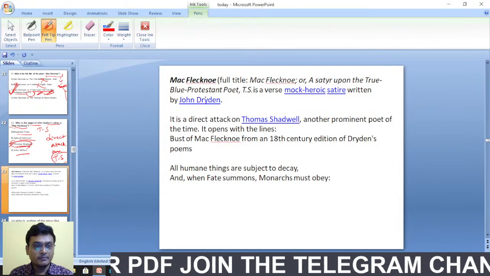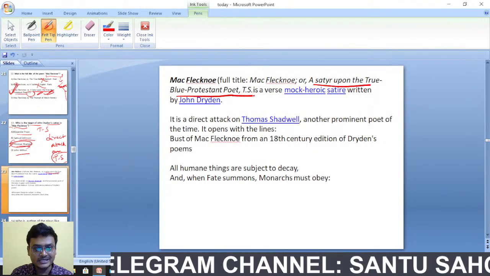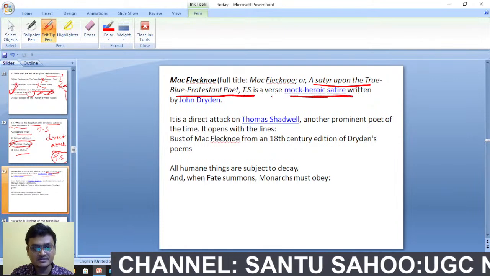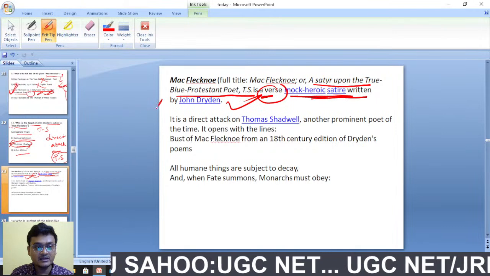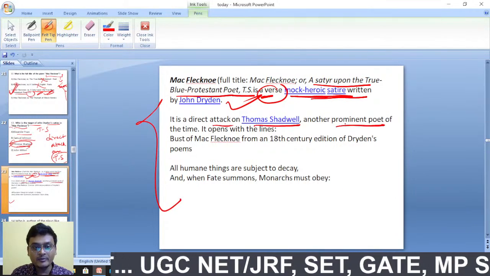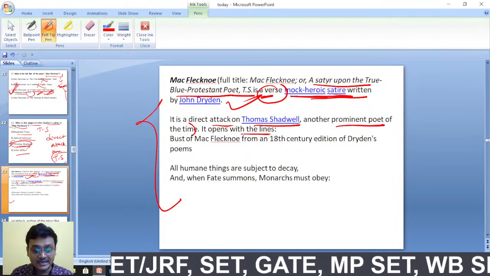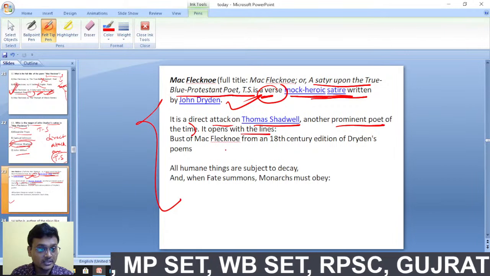Excellent. Mac Flecknoe, a satire upon the true blue Protestant poet T.S. It's a verse mock heroic satire written by John Dryden. It is a direct attack on Thomas Shadwell, another prominent poet of the time. It opens with the lines here.